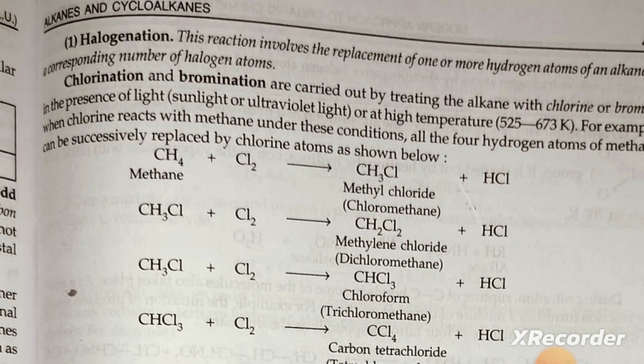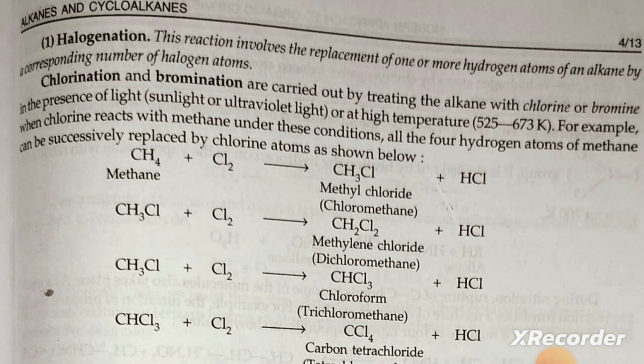First is halogenation. This reaction involves the replacement of one or more hydrogen atoms of an alkane by a corresponding number of halogen atoms. Chlorination or bromination is carried out by treating the alkane with chlorine or bromine in the presence of light, sunlight or ultraviolet light, or at high temperature, 525 to 673 Kelvin. For example, when chlorine reacts with methane under these conditions, all 4 hydrogen atoms of methane can be successively replaced by chlorine atoms as shown below.